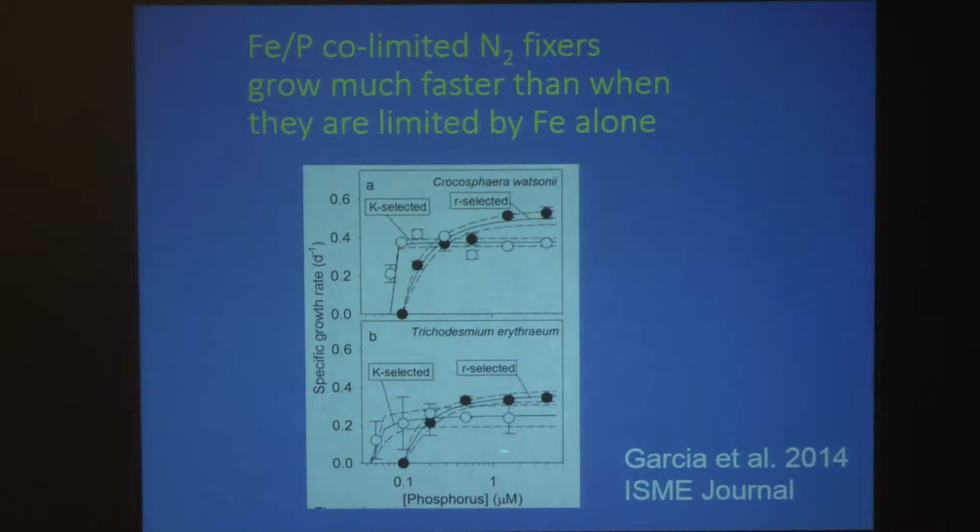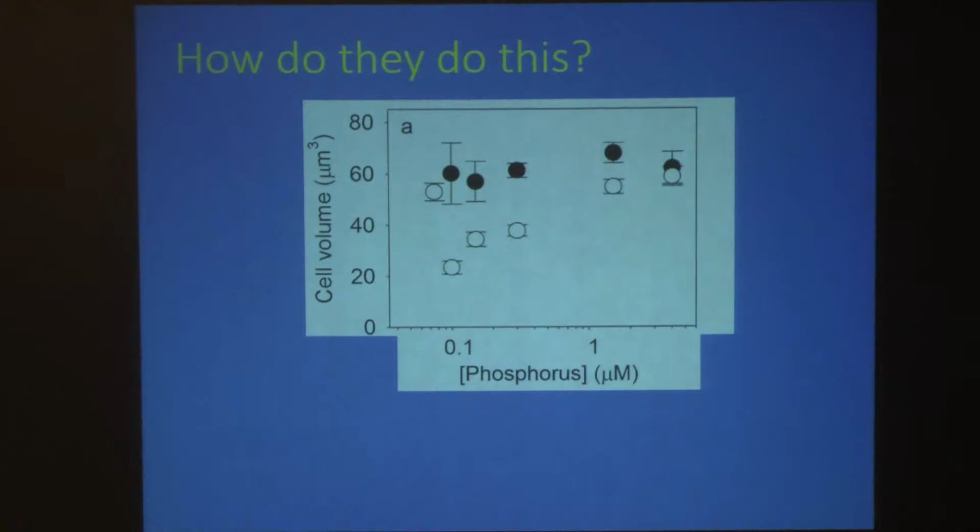But look what happens when you start getting down to very low and limiting phosphorus concentrations. The lines cross. The iron replete ones crash about here. The iron limited ones can keep growing to much lower phosphorus concentrations way down here. And we see that in both of these fairly distantly related genera. How are they doing that? Well, we had a theory because we noticed something. The ones that are co-limited by iron and phosphorus down here are smaller. They miniaturize. And I'll show you that.